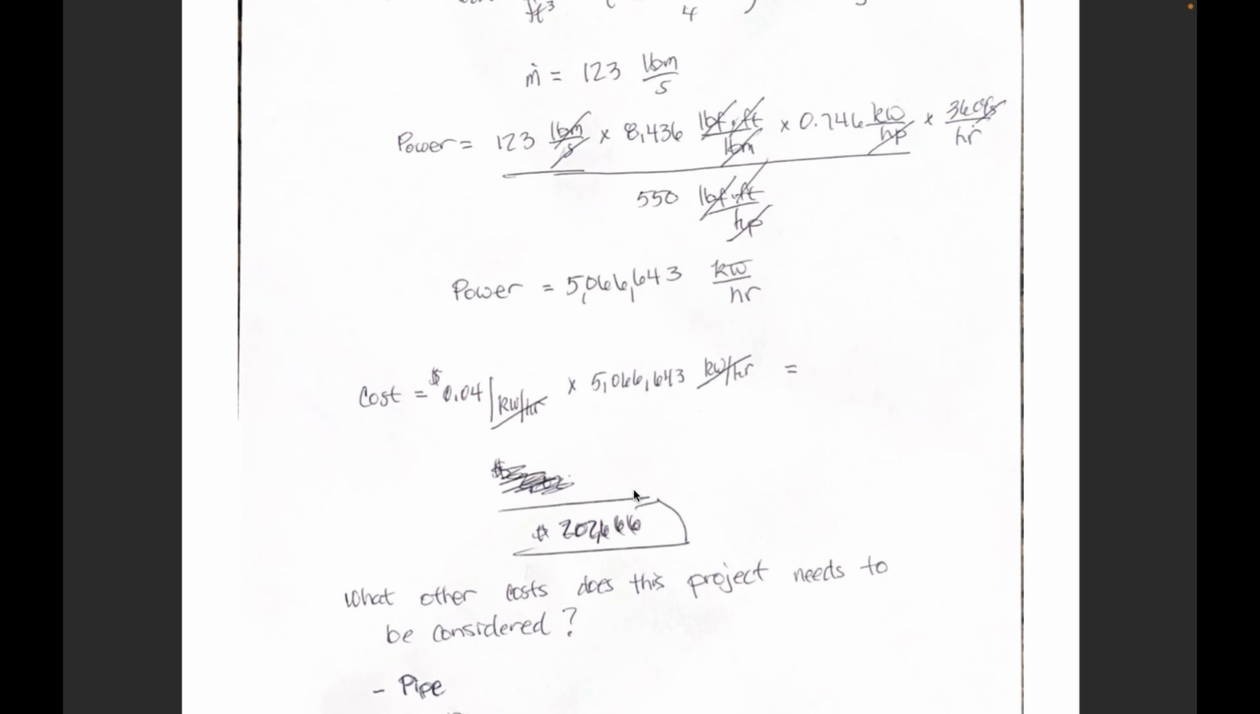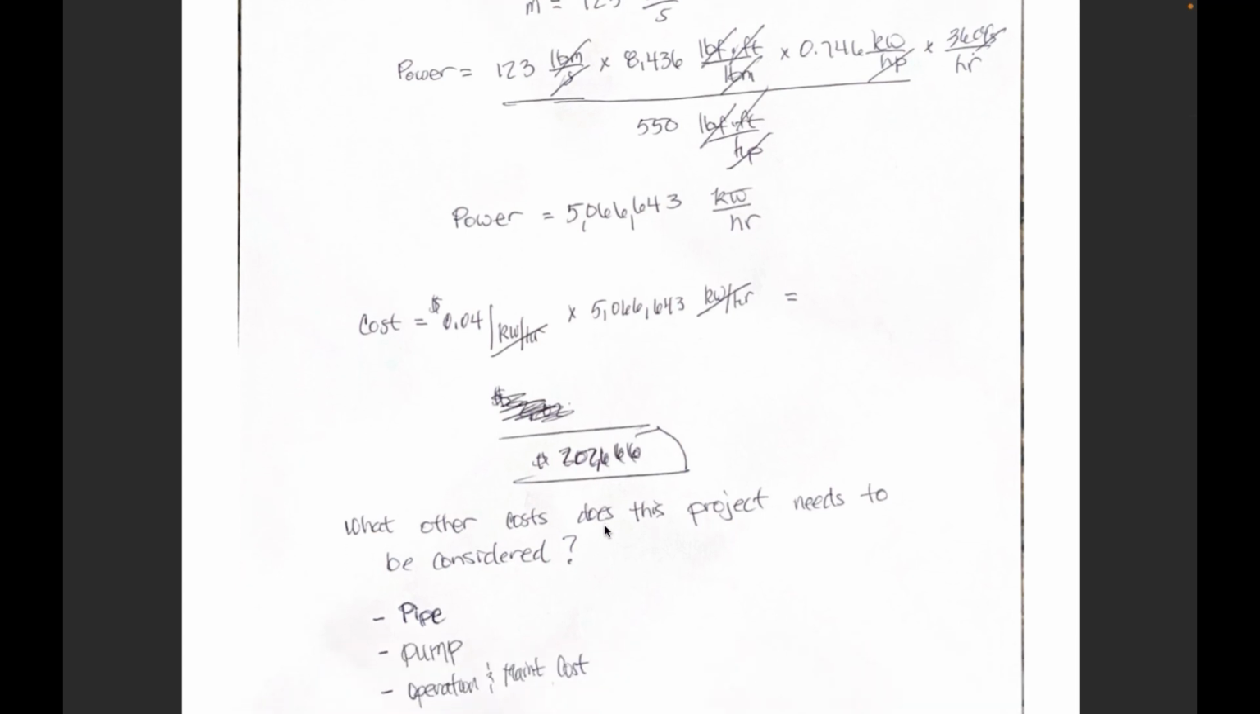So, man, this is going to be pretty expensive. Well, we'll see. The cost of electricity from that utility will be 0.04 cents per kilowatt hour, times our power in kilowatt-hours. That gives me the cost to be $202,066. I wish I had that in my bank account.